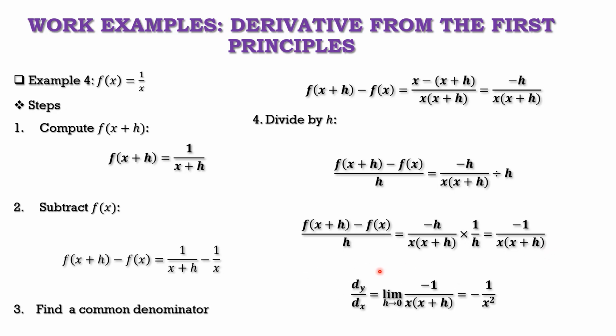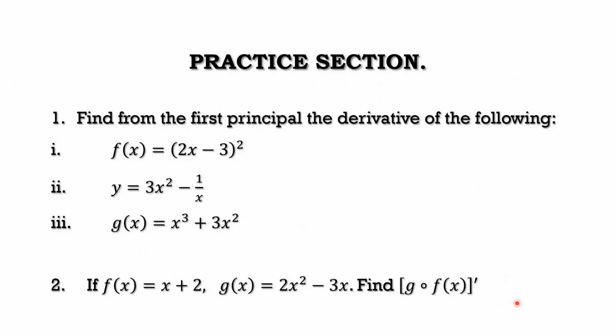So now we are going to find our dy over dx, which is the limit as h approaches 0 of this function. So we are going to have the limit as h approaches 0 of minus 1 divided by x into bracket x plus h. Anywhere we see h, it will be 0. So when you put 0 here, x times x will be x squared. So our dy dx will be equal to minus 1 over x squared.